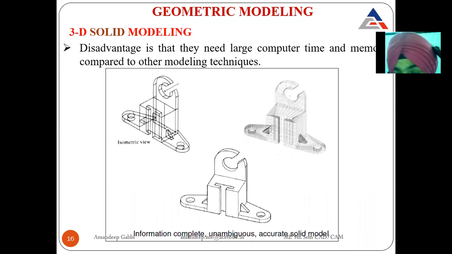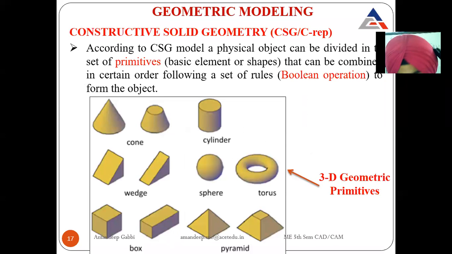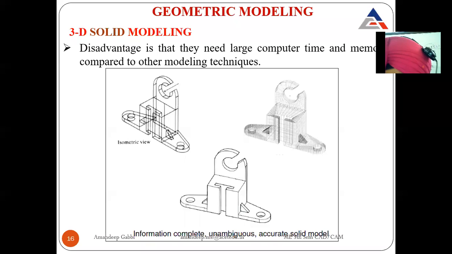The disadvantage is that they need large computer time and memory compared to other modeling systems. As an object looks like a solid, it requires large memory to save it in the computer. This is the biggest major disadvantage of solid modeling, irrespective of its realism. The object looks very real when you model it as a solid model. So this is all about 3D solid modeling.